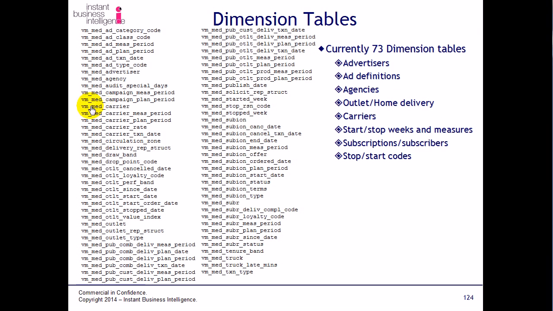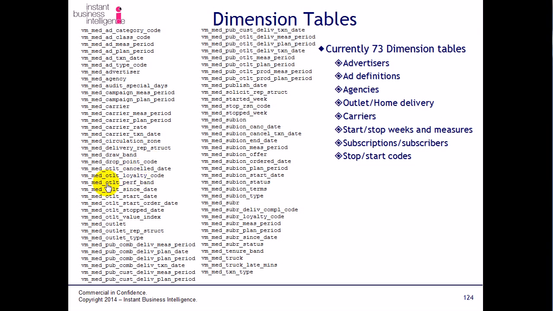The carrier, particularly in newspapers or magazines, the carrier of the newspaper magazine out to the outlet, the carrier rates, the circulation zones, so all the media providers zone their circulation areas, the delivery reporting structure, the draw band, this is how many units of, say, newspapers or magazines are drawn, the drop point code, so where the magazines or newspapers are dropped is given a code. Oftentimes they're not dropped in the shop because the carrier brings the newspapers before the shop is opened.